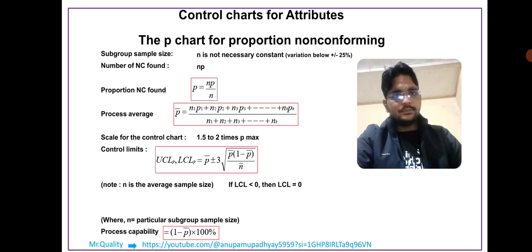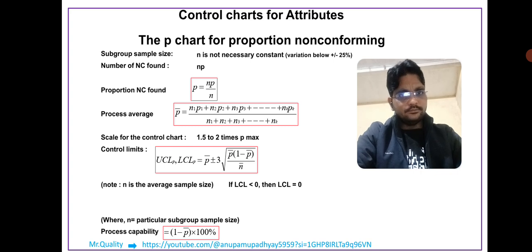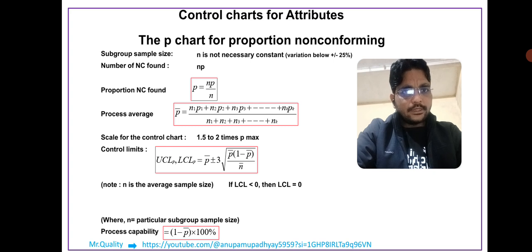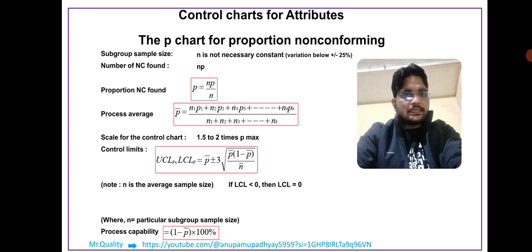Process average P bar is N1 P1 plus N2 P2 plus N3 P3 and so on up to Nk Pk, divided by N1 plus N2 plus N3 up to Nk. Scale for the chart is 1.5 to 2 times Pmax.